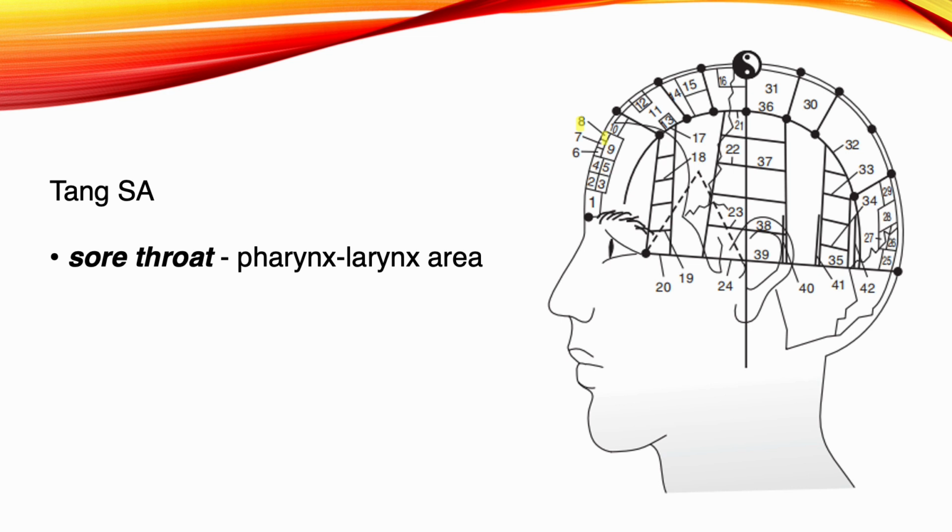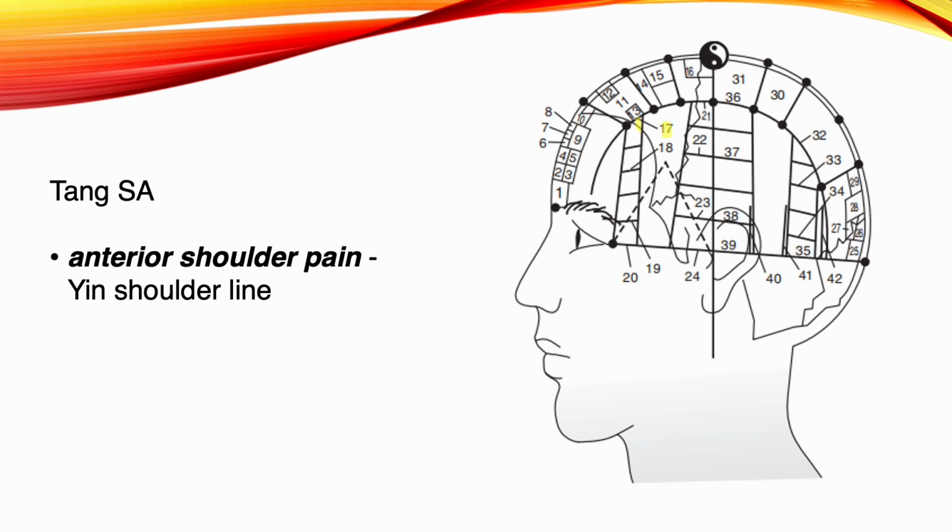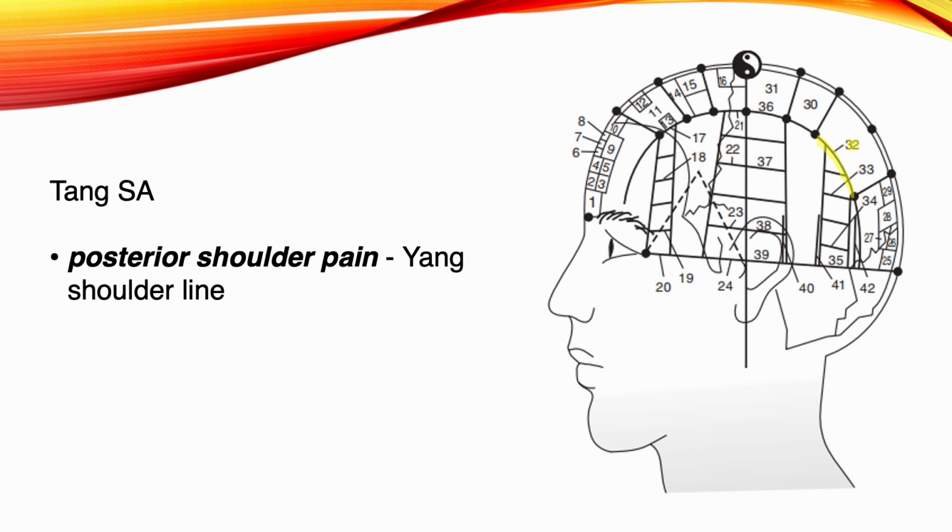In Tan scalp acupuncture, most of the stimulation area names have corresponding organs. So, to select points based on symptoms, choose directly from the disease condition. For example, for sore throat, choose the pharynx-larynx area. This is number 8. For anterior shoulder pain, choose the in-shoulder line, number 17. For posterior shoulder pain, choose the yang shoulder line, which is line 32.